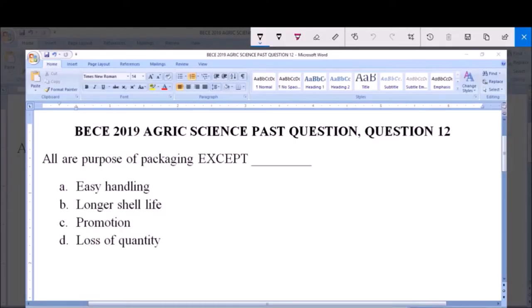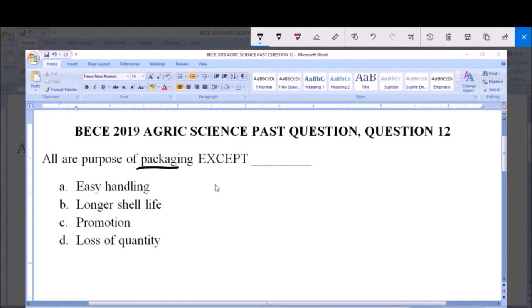Hello, good day and welcome. Today we're going to be dealing with BECE 2019 Agric Science Past Question, Question 12. All are purposes of packaging except A, easy handling, B, longer shelf life, C, promotion, and D, loss of quantity. Now we are asked to pick out of these options which is not the purpose of packaging.